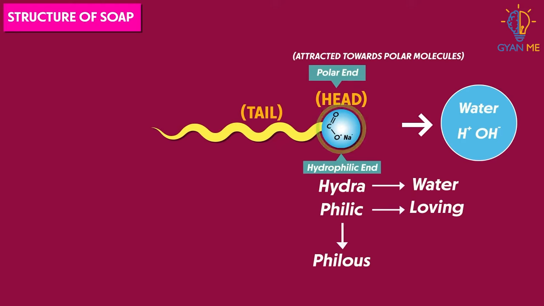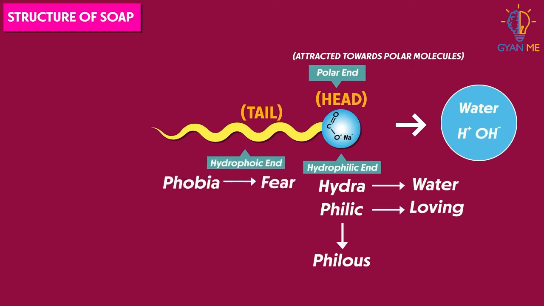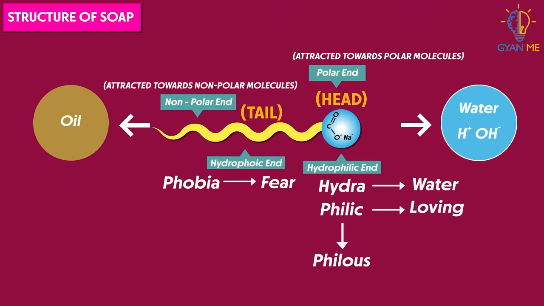as the polar end. In contrast, this second wavy part, the tail, is called the hydrophobic end. Phobia, as we know, means fear. That is, the end which fears or hates being around water. This means that this end keeps itself away from water. And this hydrophobic part is itself nonpolar and gets attracted towards nonpolar molecules like dirt and oil and is thus referred to as the nonpolar end.